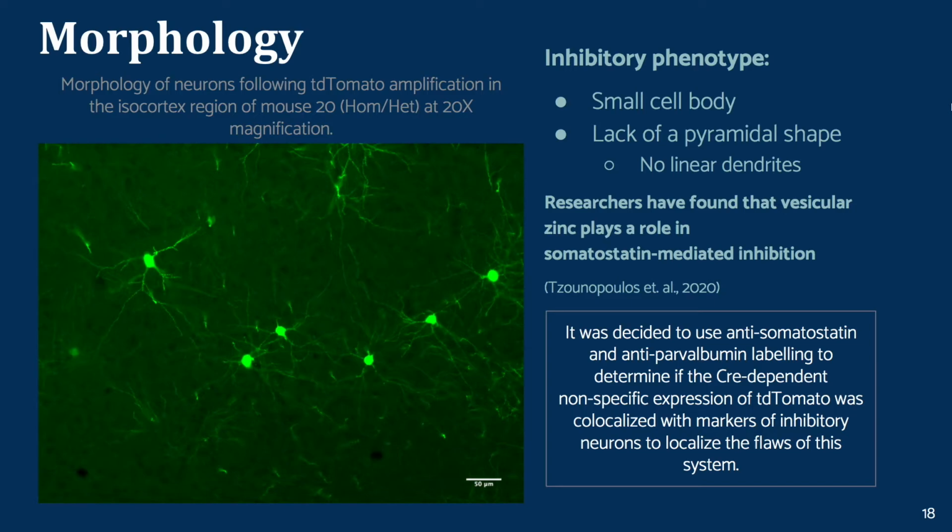In an attempt to discover the reasoning behind the unexpected results, it was decided to dive deeper into the exploration of the neurons that were labeled. It was observed that the morphology closely resembled inhibitory neurons from their small cell body and lack of linear dendrites that relate to pyramidal shapes. Somatostatin and parvalbumin are markers of inhibitory neurons. Recent research has found that synaptic zinc plays a role in somatostatin-mediated inhibition, so it was decided to use double labeling to phenotype the cell types of the Cre-dependent nonspecific TD tomato expression.